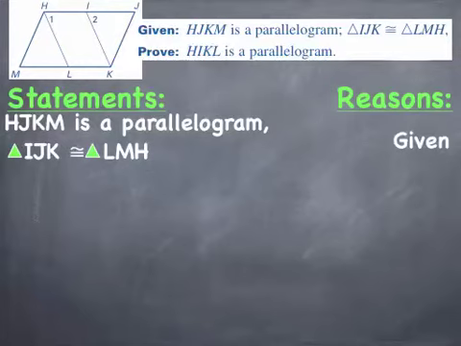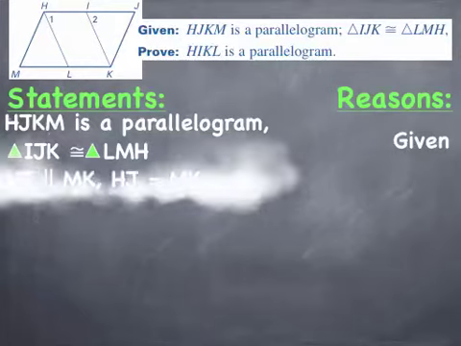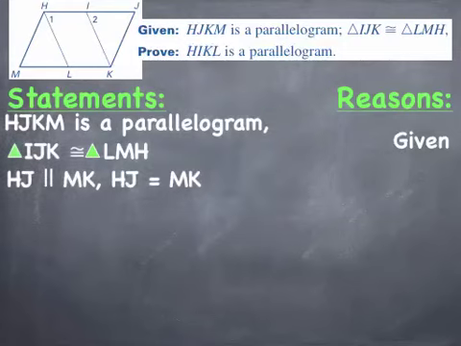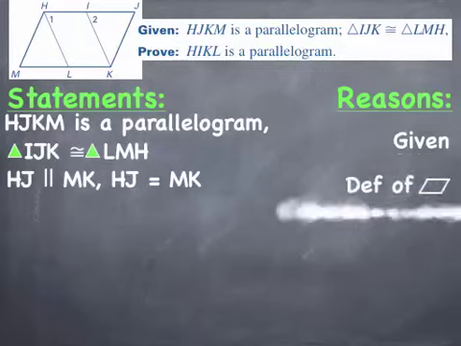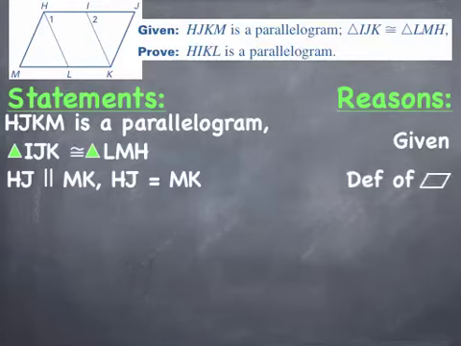If we use what we are given, and just like most proofs, there are several different ways that you could do this. This is just one example. If you use what you're given, you can say that HJ is parallel to MK and that HJ is equal to MK. Because remember, the definition of a parallelogram says that opposite sides are congruent and parallel.